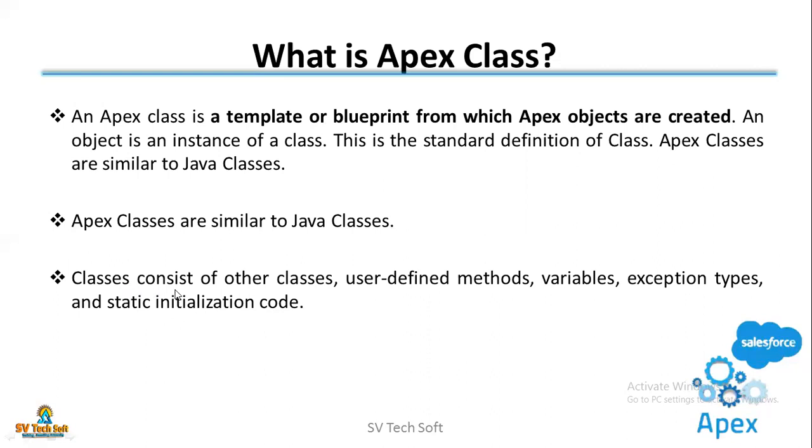Here, the class consists of other classes and user defined methods. These methods we can call functions also. User defined methods and variables, and exception types like try catch, then static initialization. Okay, no need to remember all these things. You can simply remember that a class consists of a collection of variables and methods. That's it. That is nothing but an Apex class.